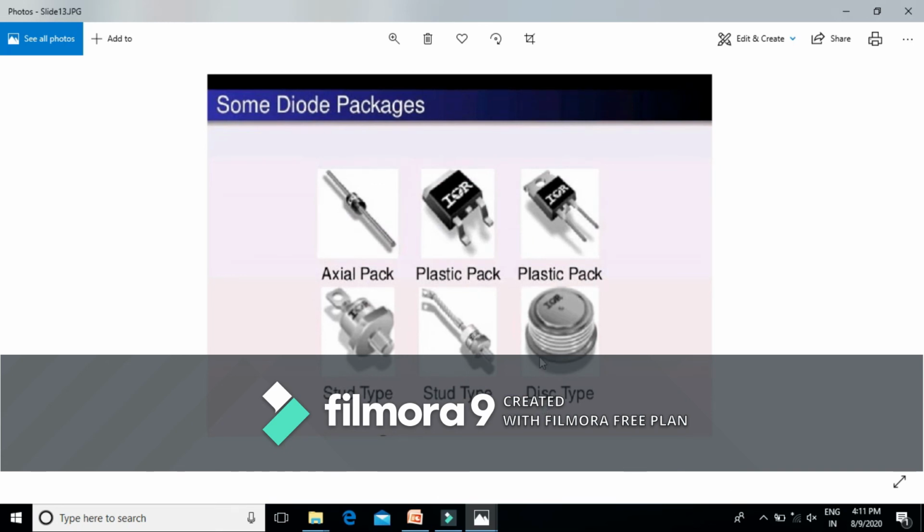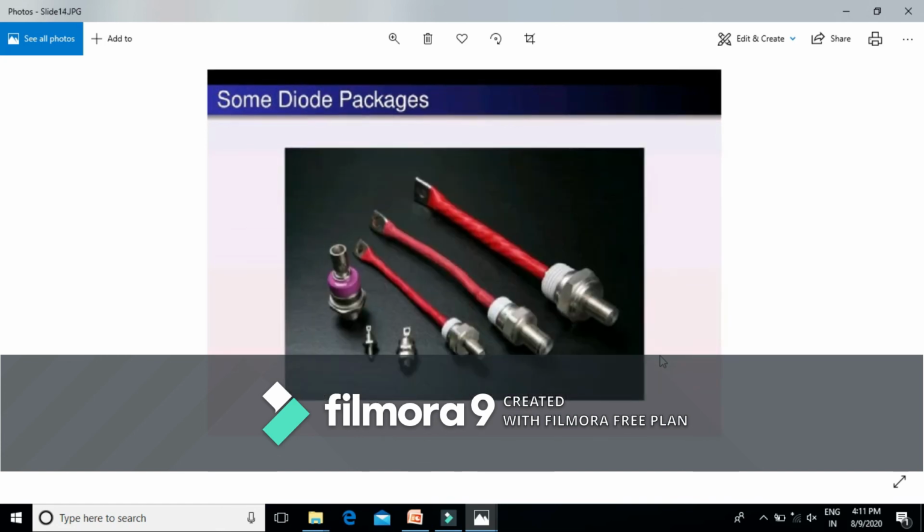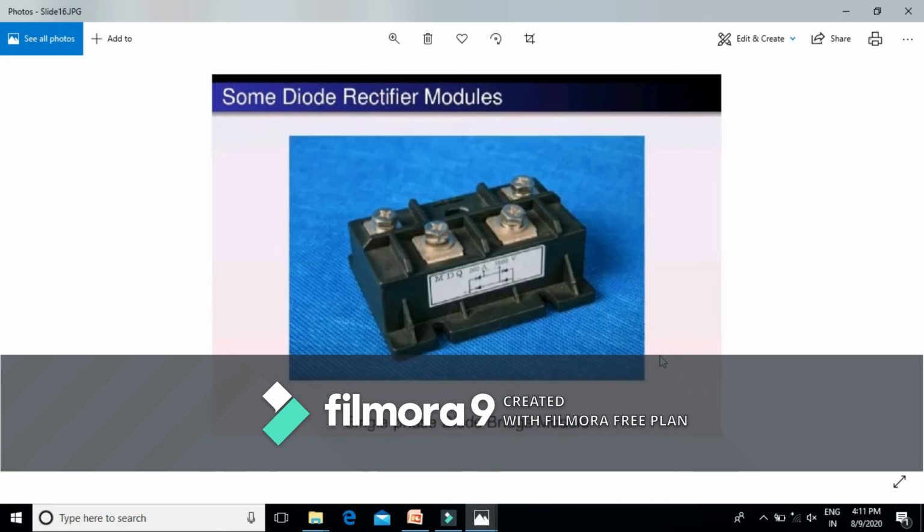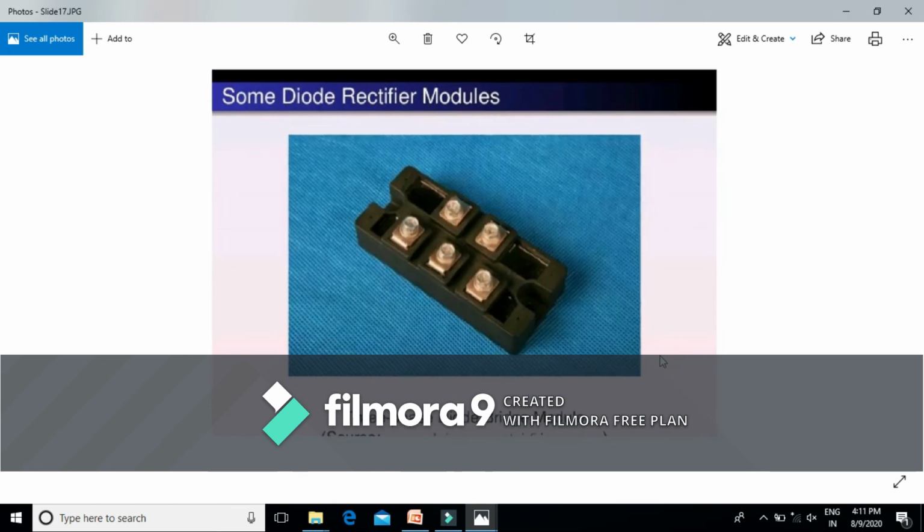Different diode types include eggshell pack, plastic pack, stud type, and disc type. Here, this is the diode rectifier module, the single phase diode bridge module, and this is the picture of the three phase diode bridge module.